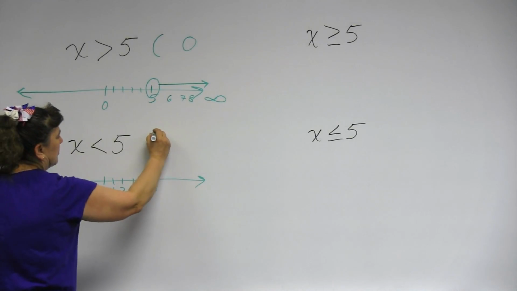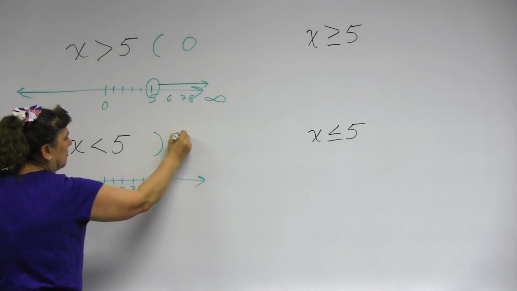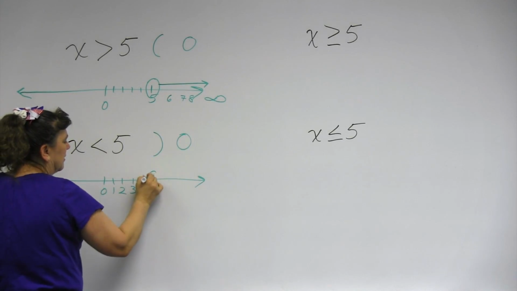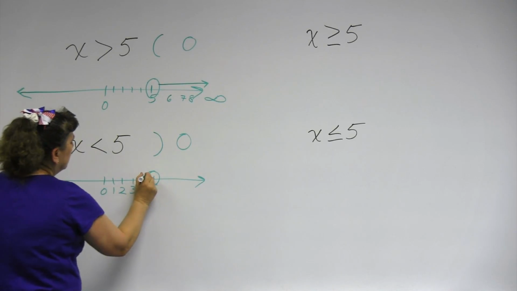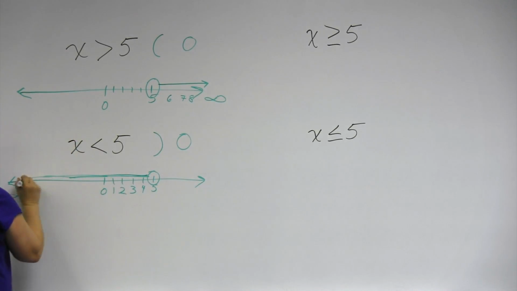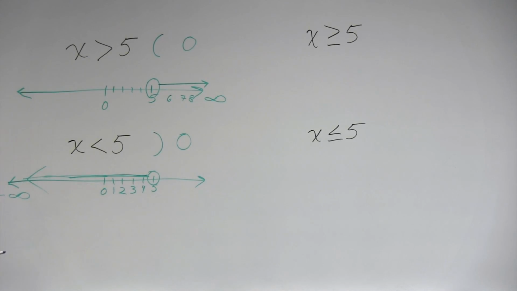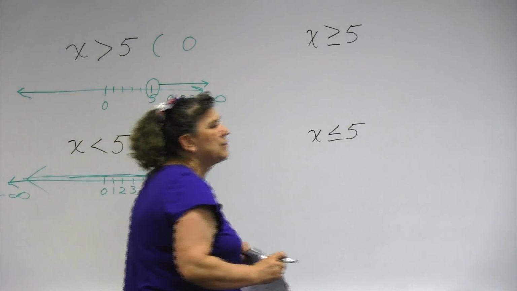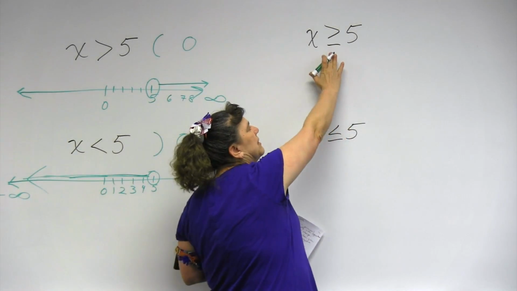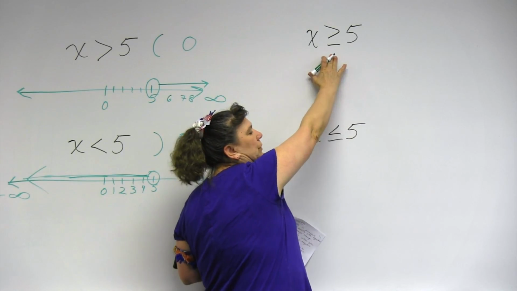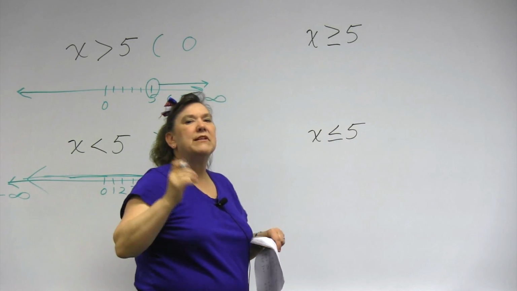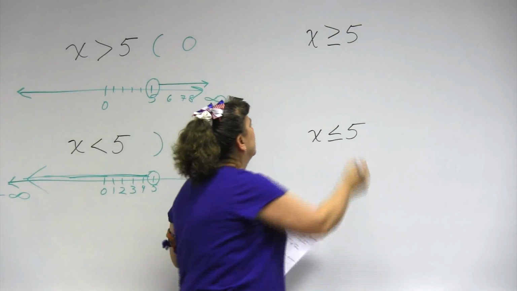Again, you can either use a parentheses or an open circle because 5 is not included. Let's go with the open circle, and my solution then goes on and on in this direction. So that's your basic number line with an inequality where the number itself is not included. So now let's look at this one up here. This one is greater than or equal to. That means the 5 is now included in the answer.